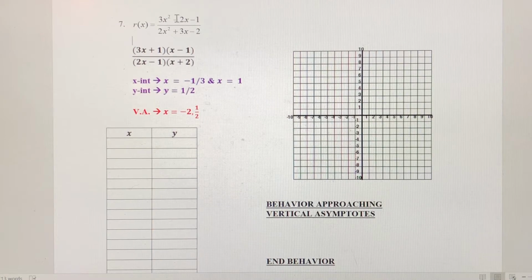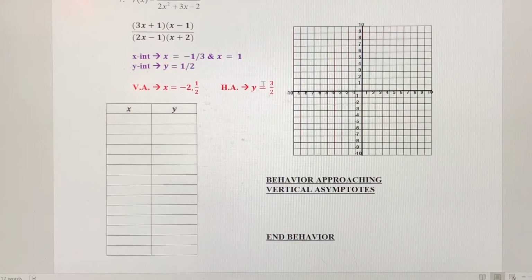Now, horizontal asymptote. The degree of the numerator is 2. The degree of the denominator is also 2. So we're just going to take the ratio of the leading coefficients, so 3/2. The horizontal asymptote is going to be at 1.5, or 3 over 2. Because we have two vertical asymptotes, notice my table of values is a little bigger than the one I had in the previous couple problems.